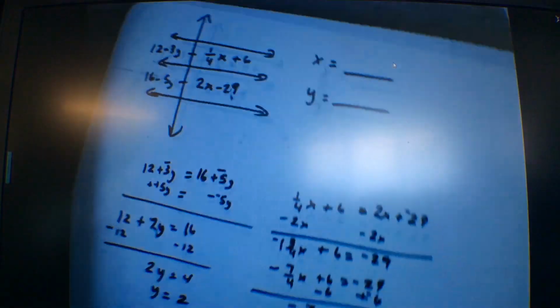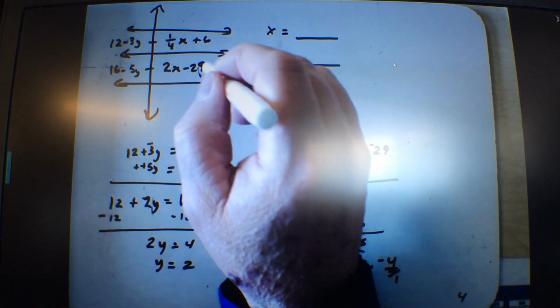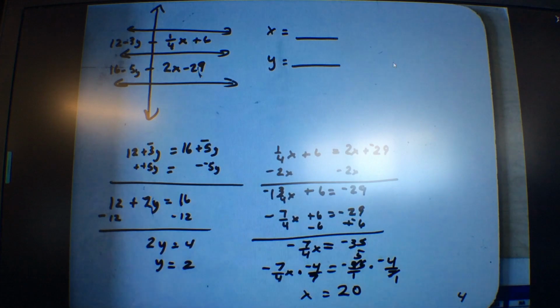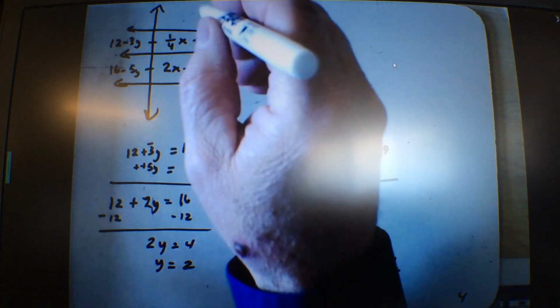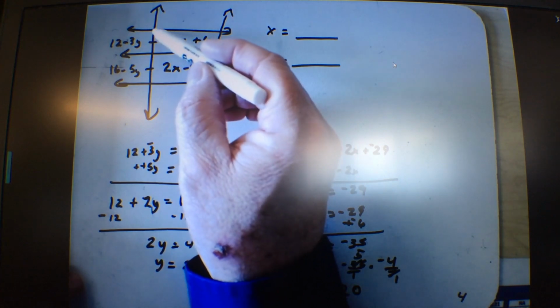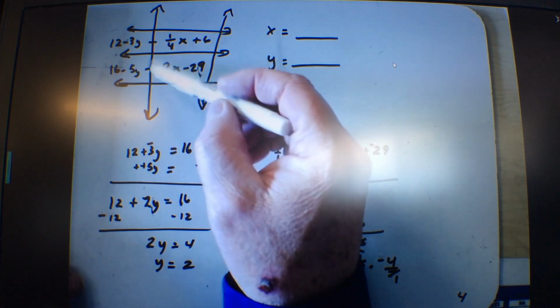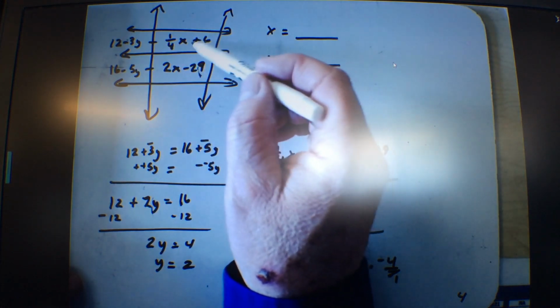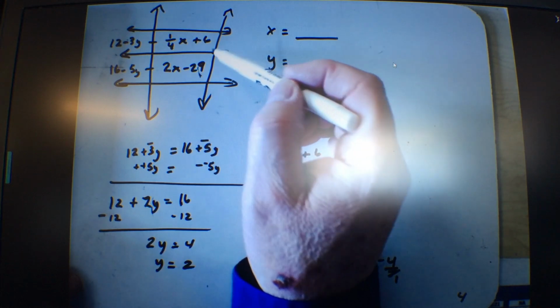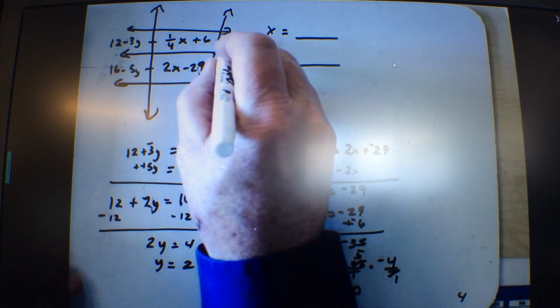And our final slide of the day. Yay, right? We're going to put this into practice. Here we have a transversal. Whoops, I forgot to draw the other line here. I'm going to draw the other line right here. So this piece from here to here is 12 minus 3y, and this piece is 16 minus 5y. This piece right here is 1/4 x plus 6, and this piece here is 2x minus 21.